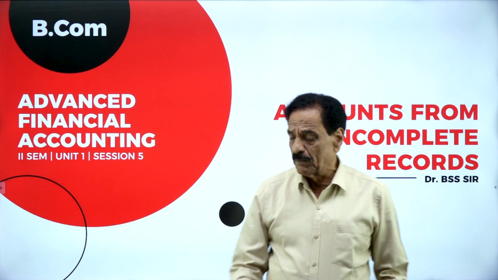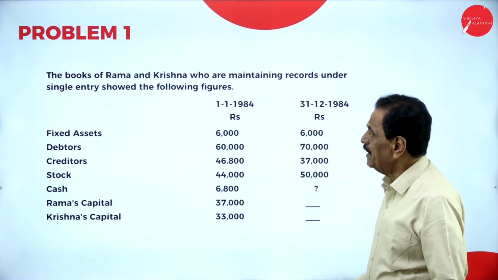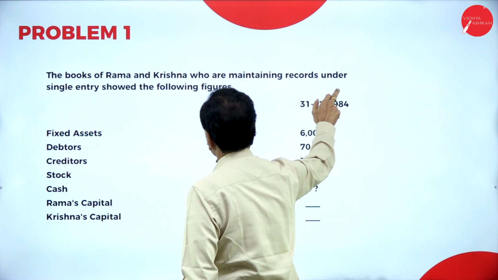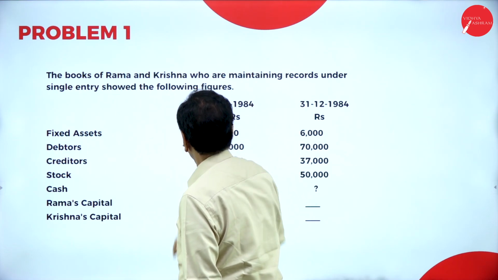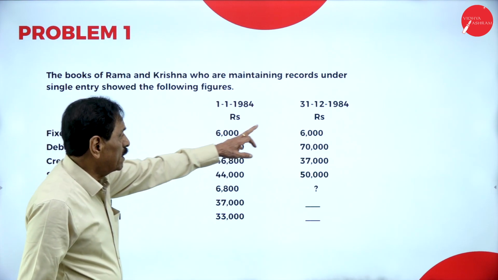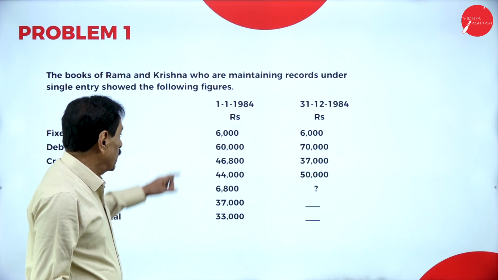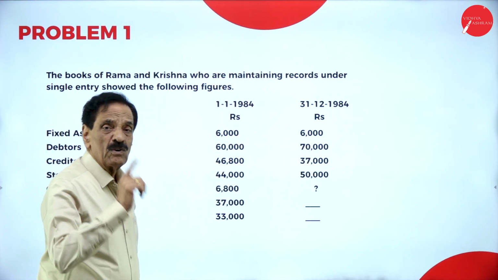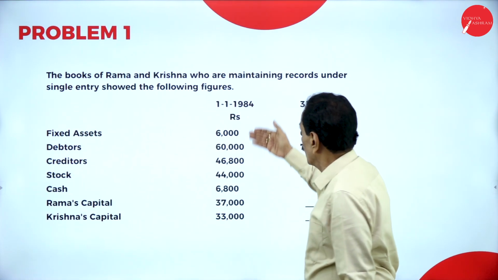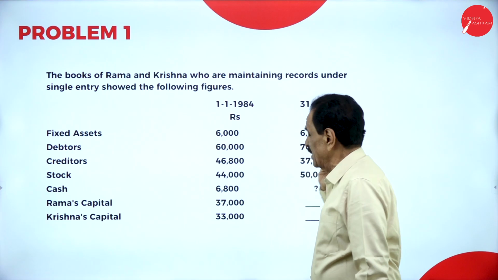We'll move on to the problem now. So this is the problem given. The books of Rama and Krishna, who are maintaining records under single entry, show the following figures. So they have given 1-1-84 and 31st December 84. When they give 1-1-84, you have to calculate the capital, but capital is given. This is the opening date, this is the closing date.